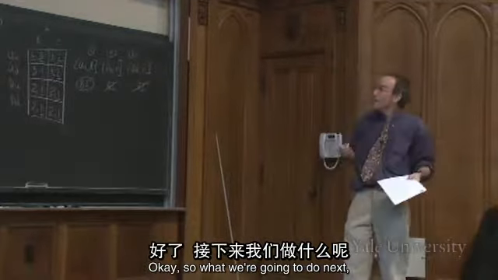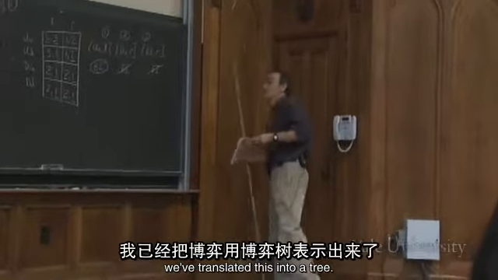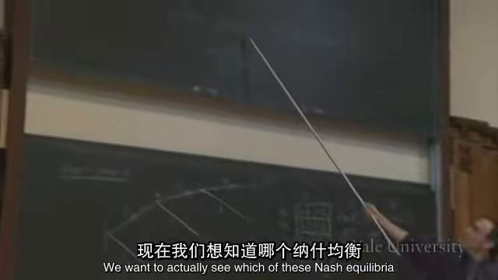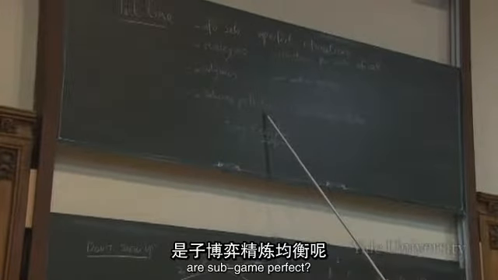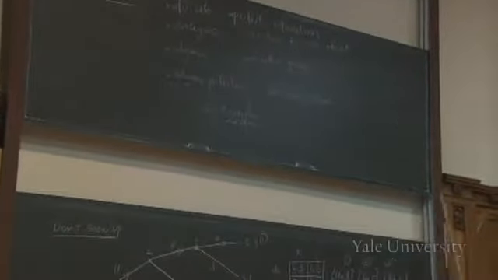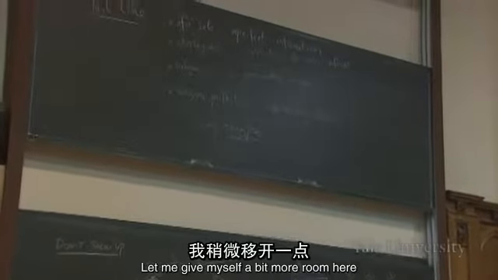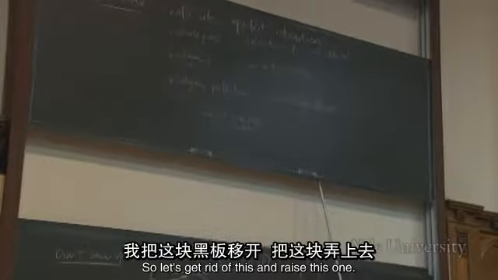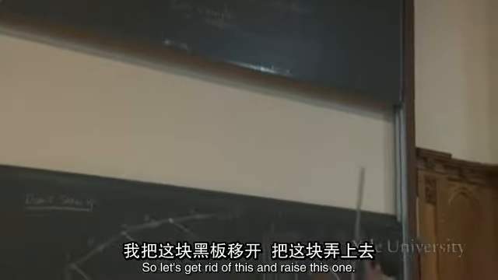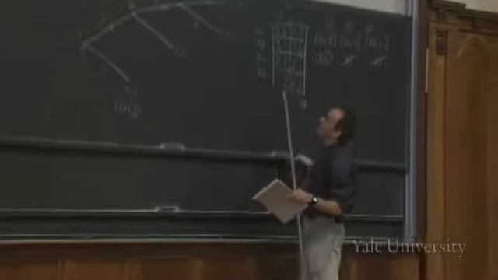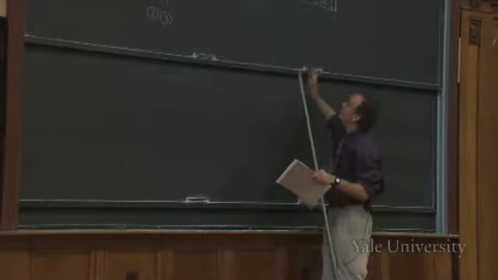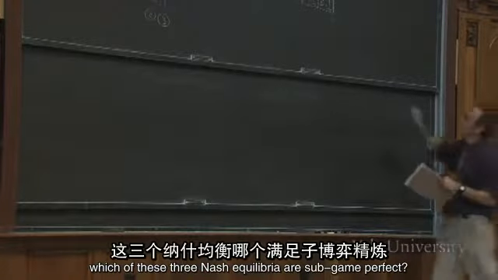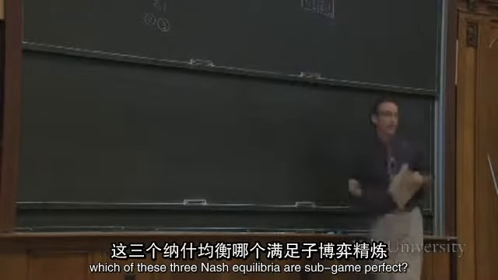Okay, so what we want to do next, we've translated this into a tree, we've written down the strategies. We want to actually see which of these Nash equilibria are subgame perfect. Which of these Nash equilibria are subgame perfect? All right, let me give myself a bit more room here because I want to keep this in sight, so let's get rid of this. And raise this one. All right. So the next question is, which of these 3 Nash equilibria are subgame perfect?